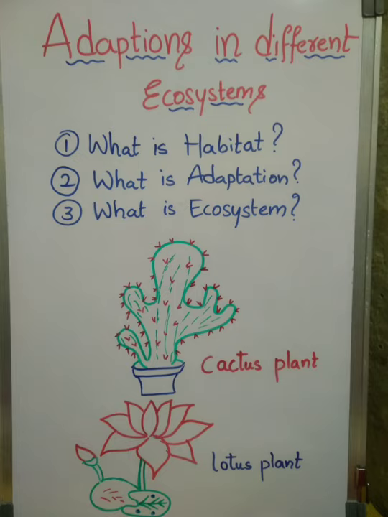Now we all know what a habitat is. A habitat is a place where we live. And in the earlier classes we have studied what an ecosystem is. An ecosystem is a community where living and non-living things, organisms, interact with each other.